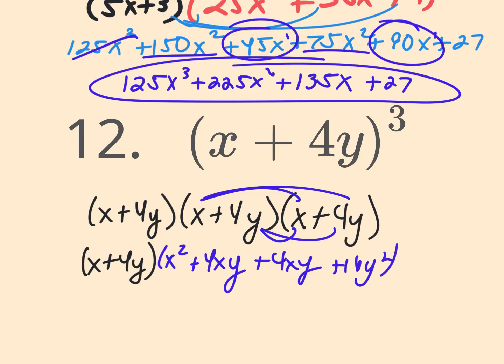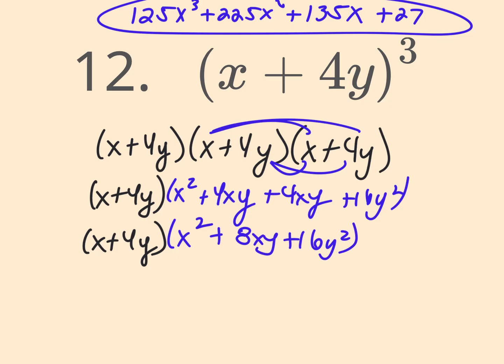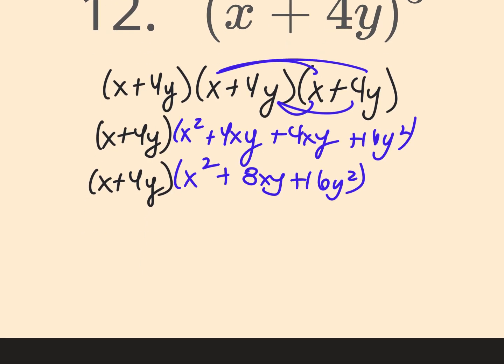16y squared. So let's rewrite our first parenthesis, x plus 4y, and then combine like terms, x squared plus, how many xy's do I have there in the middle? 8, good. Plus 16y squared. And then we do it all over again.